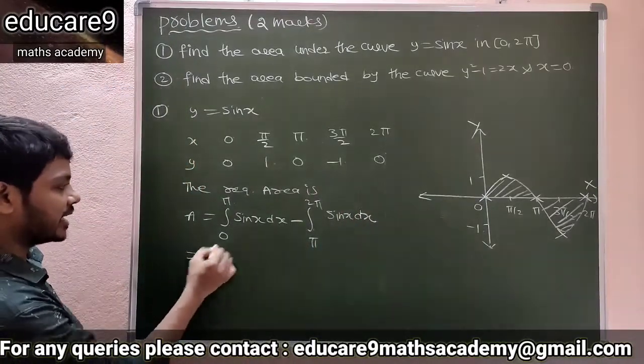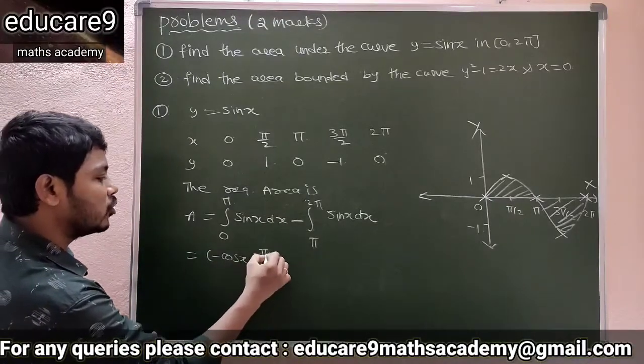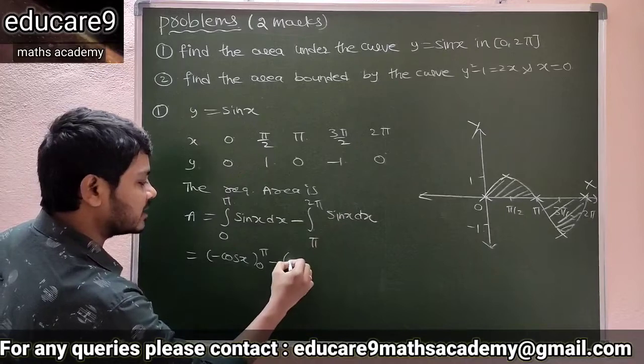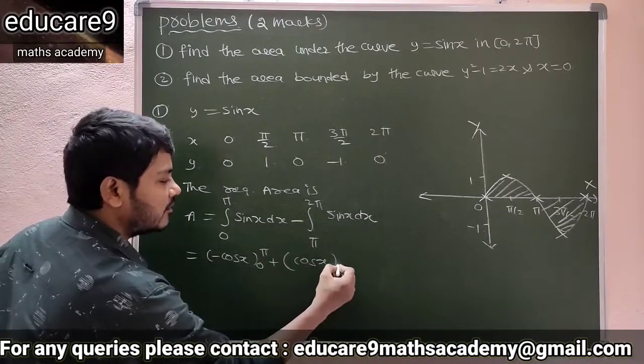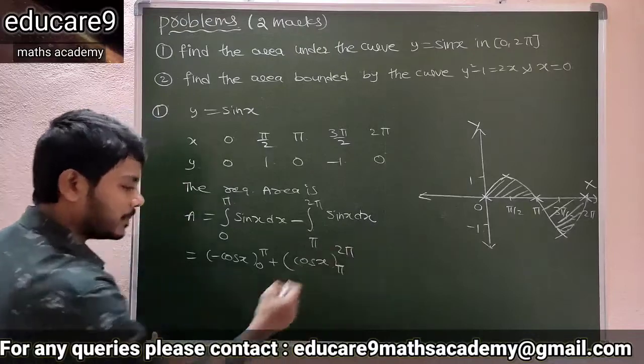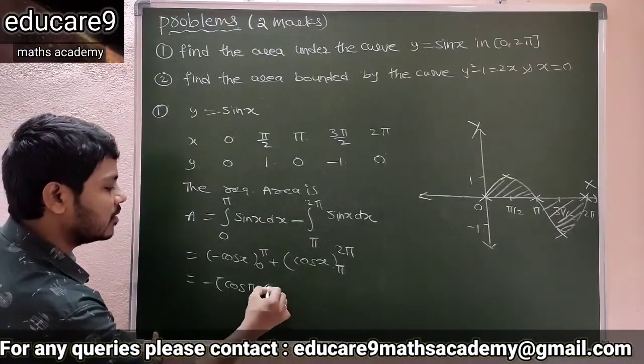Now clearly, this is integration of sin x, minus cos x, within the limits 0 to pi, minus again integration of sin x, minus cos x. So here write plus cos x within the limits pi to 2 pi. So this is minus of cos pi minus cos 0.